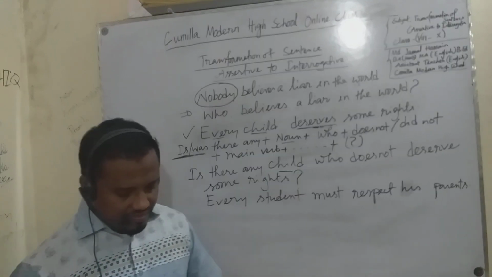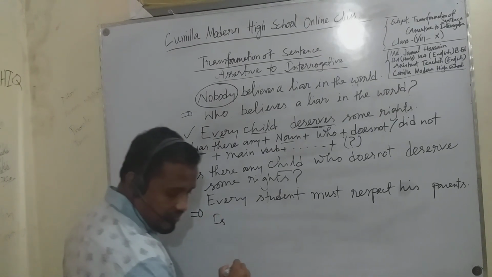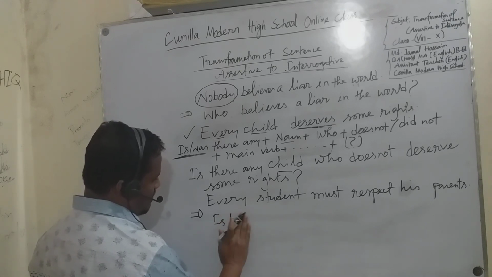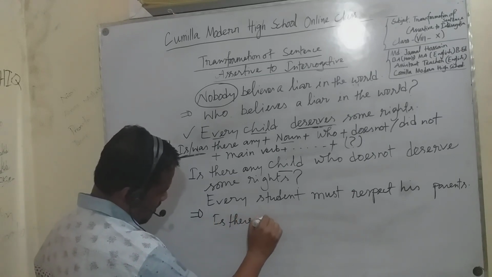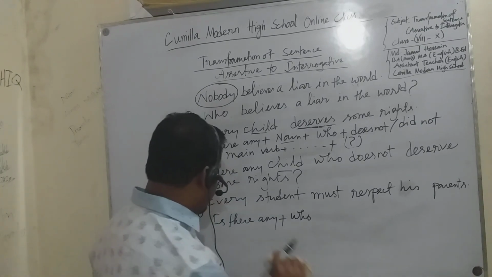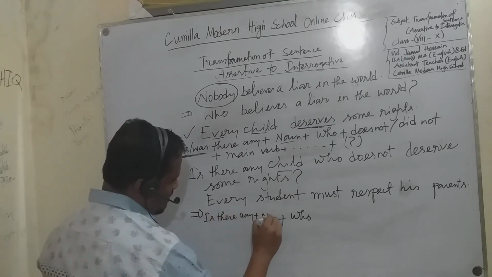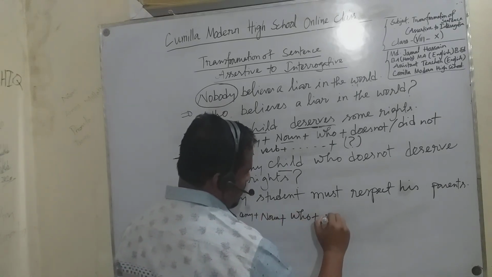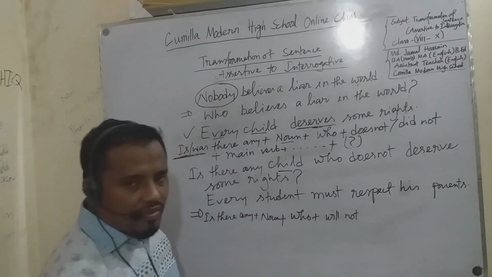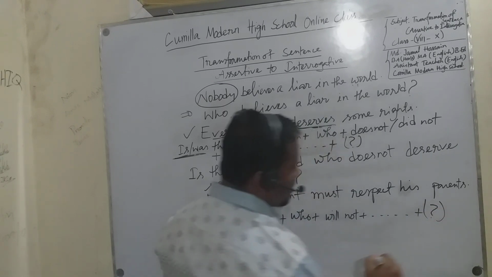So in that case the structure will be like this: is there any plus noun plus who plus will not, plus the other part of the sentence will be the same, the main verb and the other parts, and at the end of the sentence you will use a question mark.